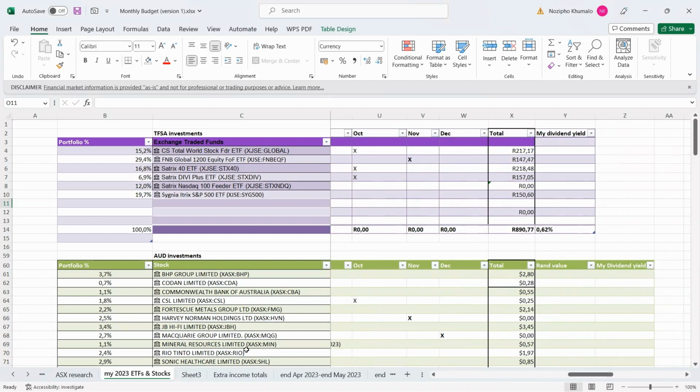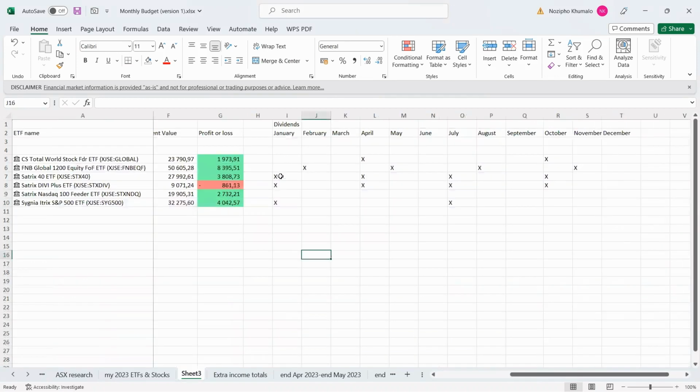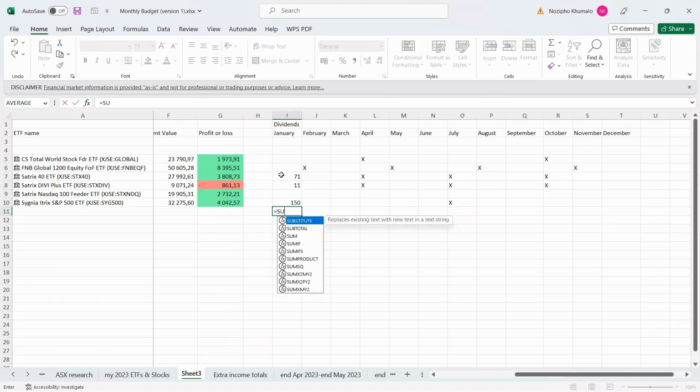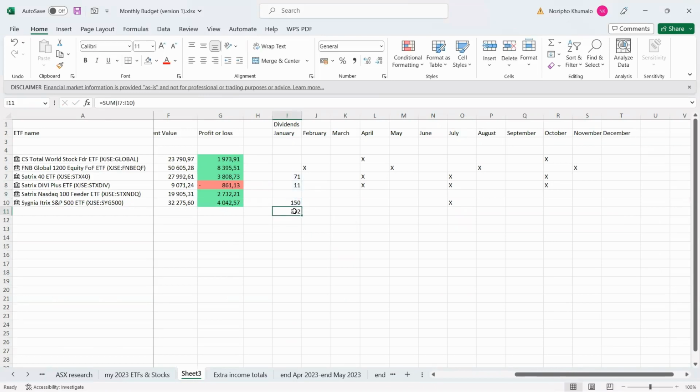So what you do is, that's easy, guys. You just go back here. So you put in your dividend amounts, the Rand value. So you put 71 Rand, 11 Rand, whatever, and then you add. So let me give you an example. Let's say Satrix paid 71 Rand, Satrix Divi was 11 Rand, this one was 150. And then to get a total, you just say equal sum and you add, enter. Then this is the total for January. Then you put a bold color so you know that it's a total for the month of January. Then you do the same for Feb, etc.